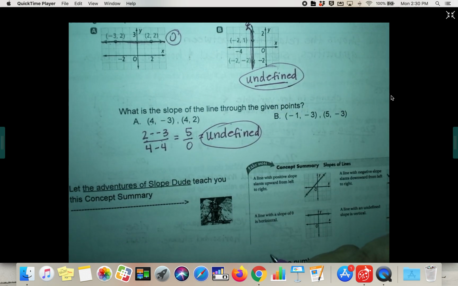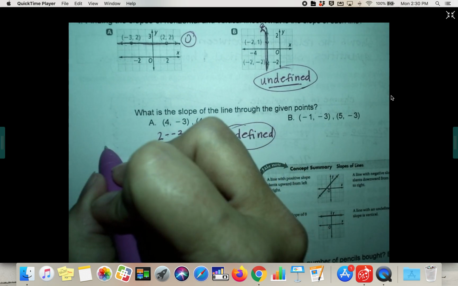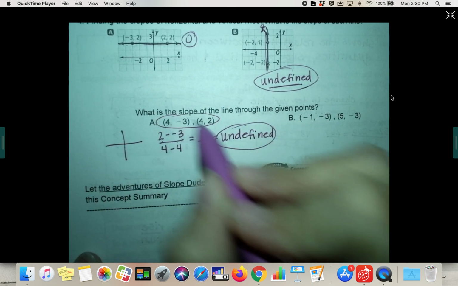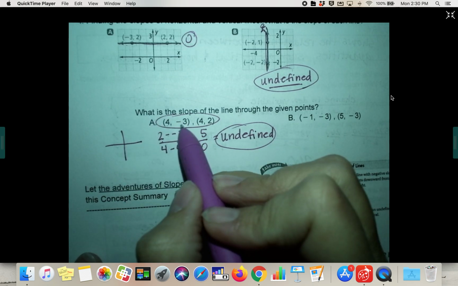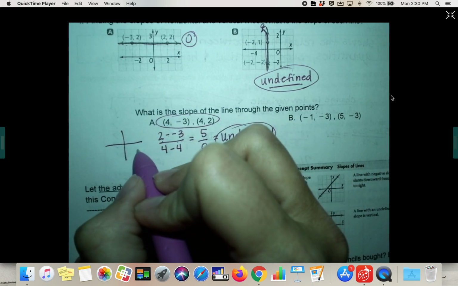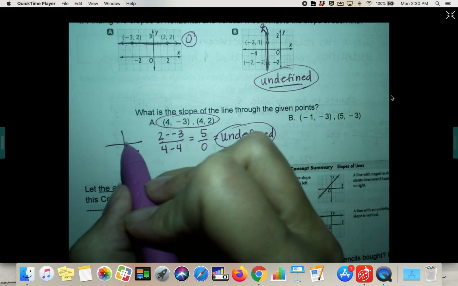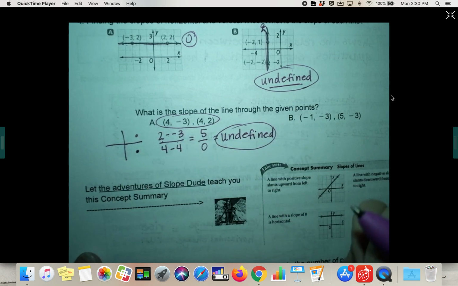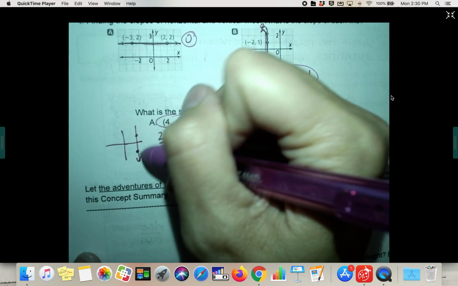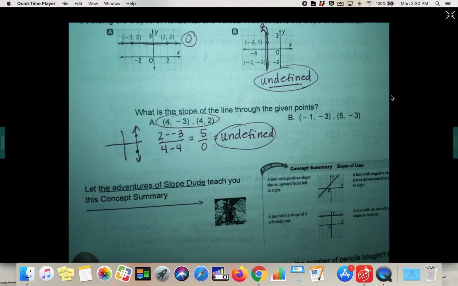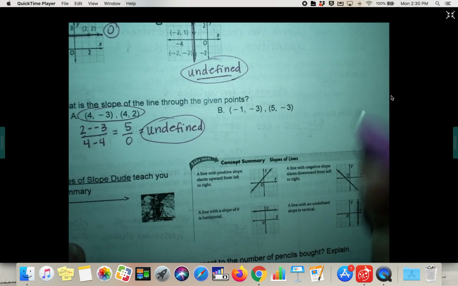And if you just wanted to check this to make sure you did it right, think about what these two ordered pairs would be on a graph. 4, -3 would be like down here-ish, and 4, 2 would be like here-ish, which would make a vertical line, which is undefined. Okay? All right, let's try B.